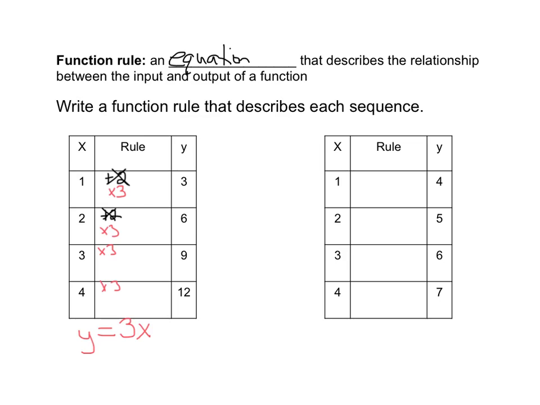Okay, so let's look. So from 1 to 4, I could add 3, or I could multiply by 4. When we look at 2, if I do 2 plus 3, or 2 times 4, which one is the one that actually matches up with what we're asking? Well, it would be the plus 3 in each one. So our rule is going to be y, or our output, equals our x plus 3.